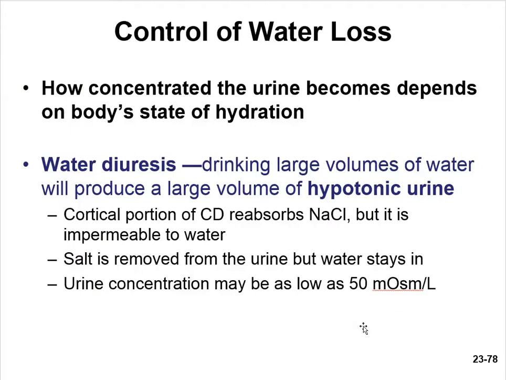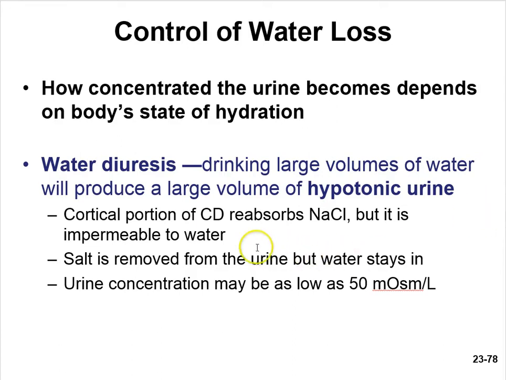How concentrated the urine is depends on your body's state of hydration. Have you had enough to drink that day, or are you a little bit on the dehydrated side? Water diuresis is the drinking of large volumes of water and can produce hypotonic urine, or very diluted urine.